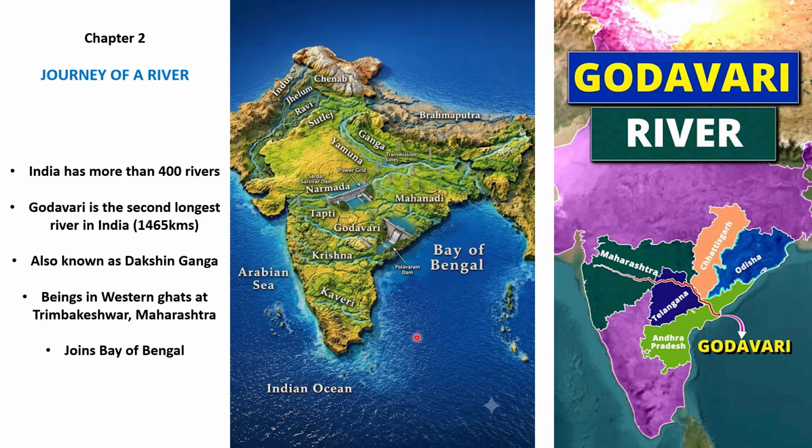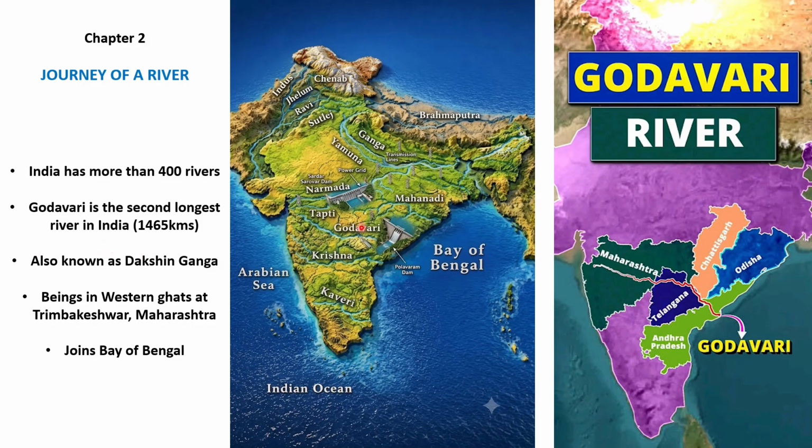So let's start with the chapter, journey of a river. This is the India map. We all know that in India there are more than 400 rivers. We are not going to learn each and every river, but the major rivers we will definitely learn. Today we are going to learn about Godavari. Godavari is the second longest river in India.